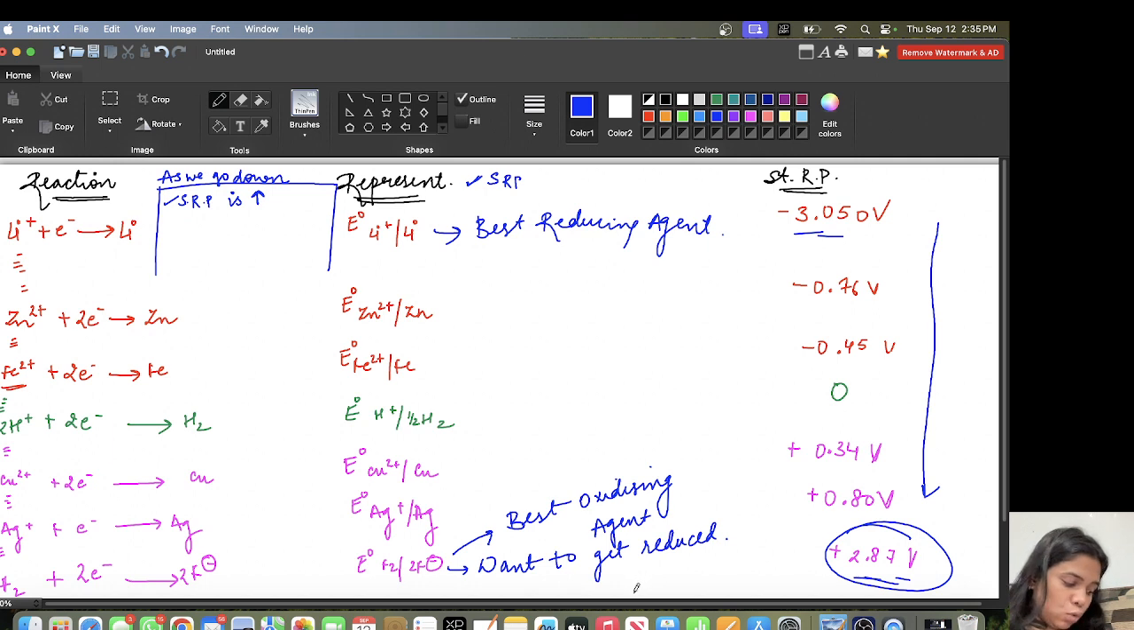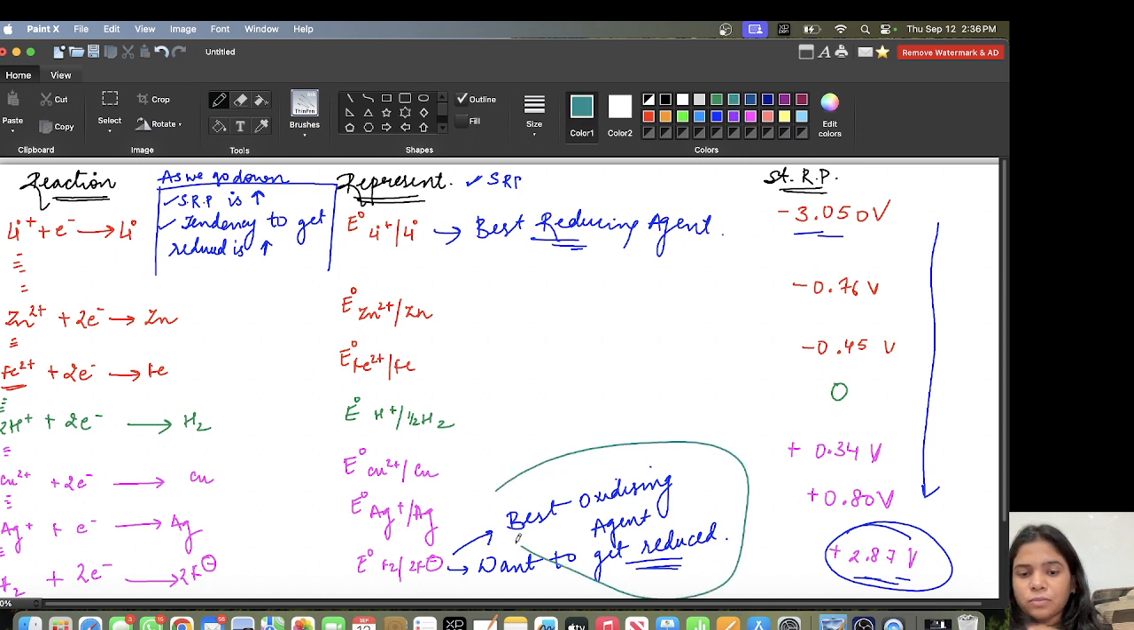So the tendency to get reduced is increasing as we go down, right? The tendency to get reduced is increasing here. So either it has the best reducing agent property or just this one. At the lower end, what is happening? Your reducing power is increasing. It means it is the best oxidizing agent. More oxidizing agent towards the end.